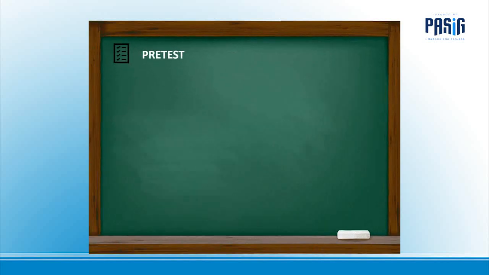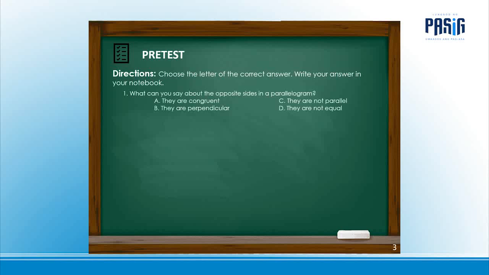Now, let us have the pretest. Directions. Choose the letter of the correct answer. Write your answer in your notebook. Number 1. What can you say about the opposite sides in a parallelogram? A. They are congruent. B. They are perpendicular. C. They are not parallel. D. They are not equal. You have 10 seconds to answer. Your timer starts now.